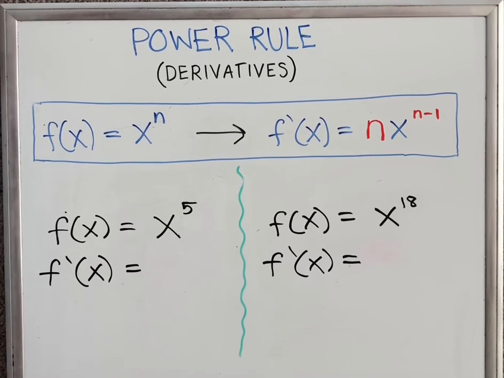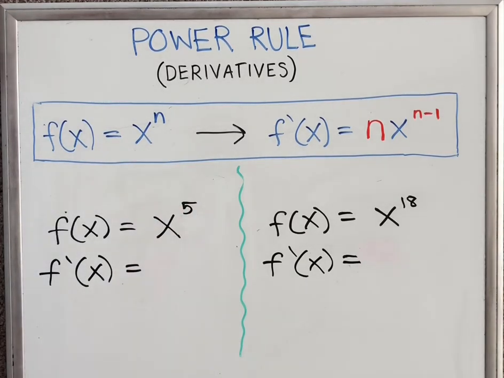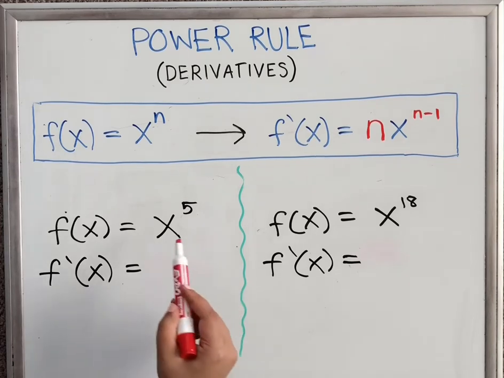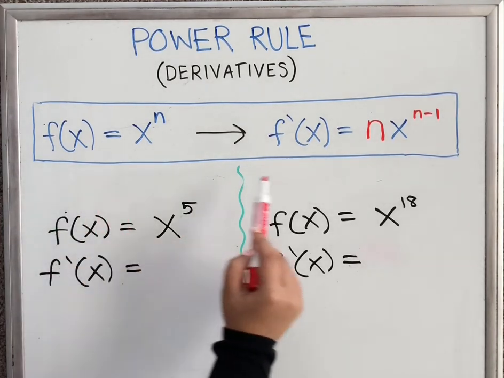Hi guys, today I'm going to do a brief video on using the power rule to calculate derivatives. So we use the power rule when we have to take the derivative of some variable, whether that be x, y, z, or whatever letter or variable you have, and it's raised to some power. So for example, something like x to the fifth, right? And I have the formal definition written up here.